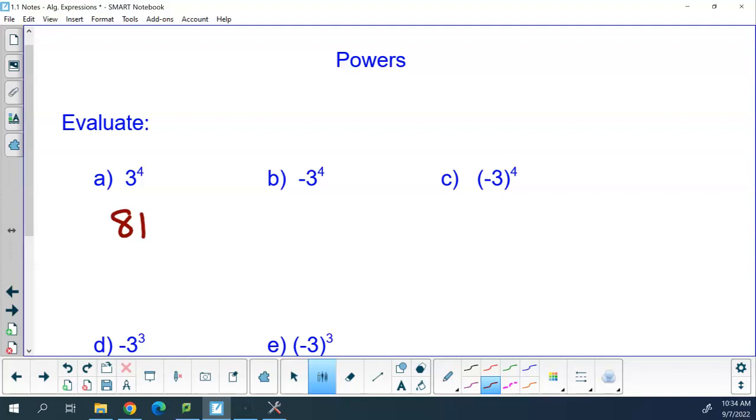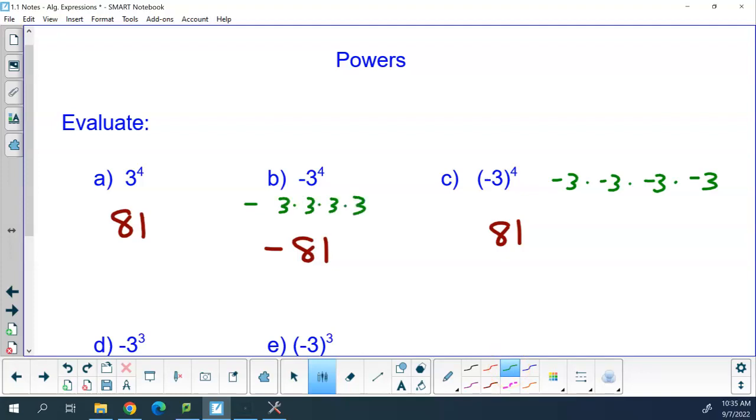I thought it was like an odd... Parentheses, and this one over here is 81 because it is negative 3 times negative 3 times negative 3 times negative 3. This one is negative 81 because it's negative 3 times 3 times 3 times 3, because the exponent is only controlling the 3. Okay?